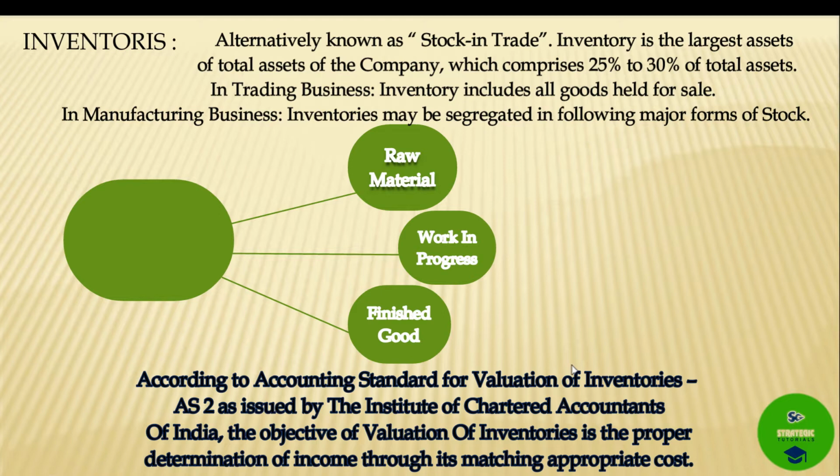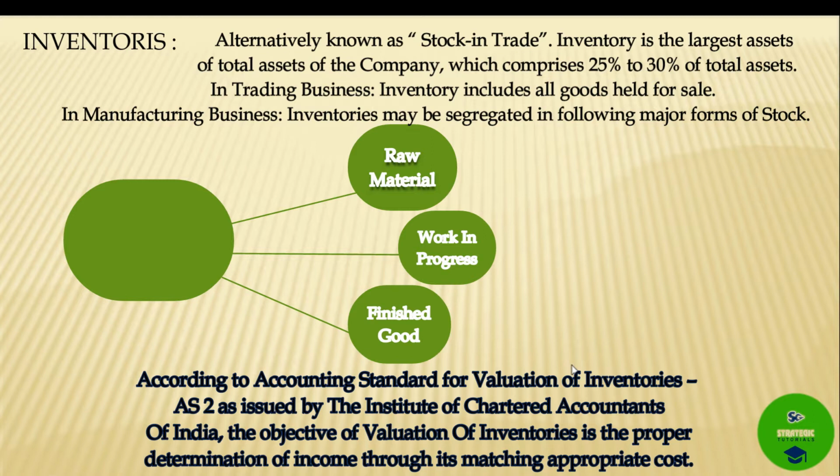In manufacturing business, inventory may be segregated in the following major forms of stocks. Number 1, raw material. Number 2, work in progress or WIP. And third one is finished goods. So these are the different stages of stocks we are maintaining in any corporate sector.